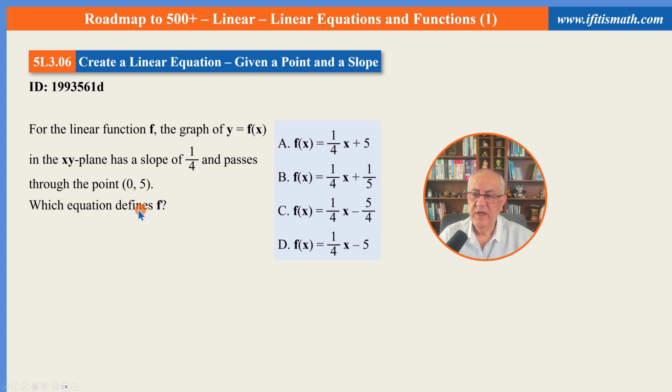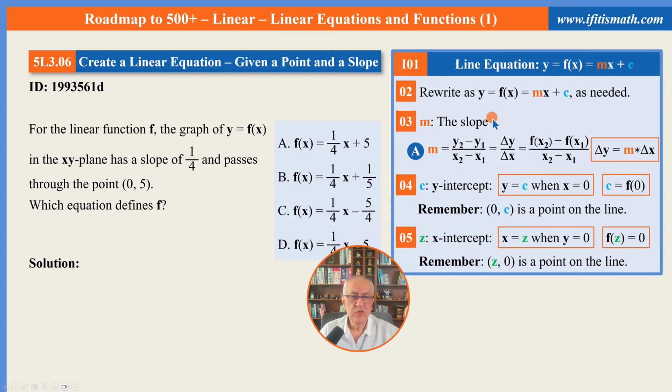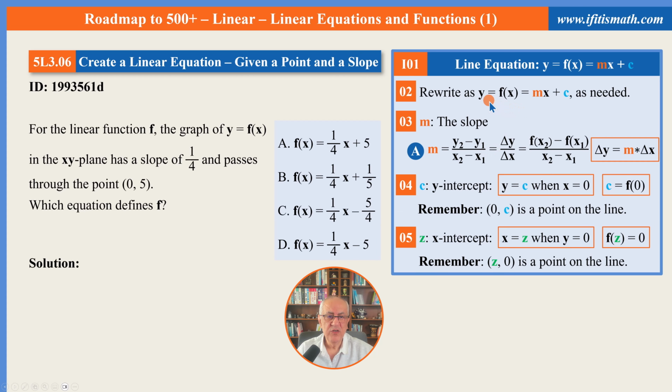Here we are given the slope of a line, and we are given that it goes through the point (0, 5), and we need to figure out the equation of the line. All right. So in the solution, you just need to remember that we can write the equation of the line as y equals mx plus c. And if you notice here, all of these are given in the format f(x) equals mx plus c. So we know m is equal to 1 over 4. It's given to us, so I'm going to put it here.